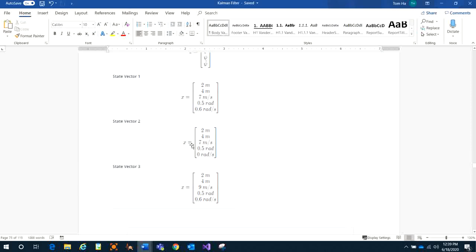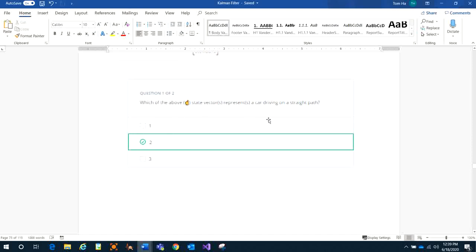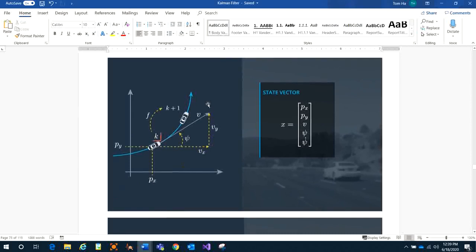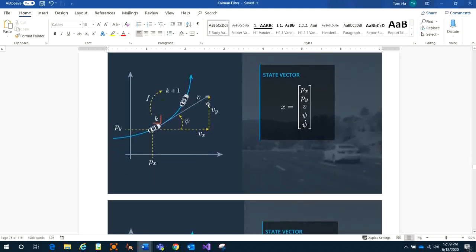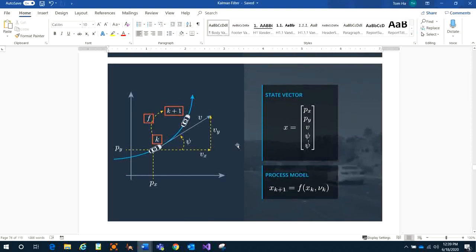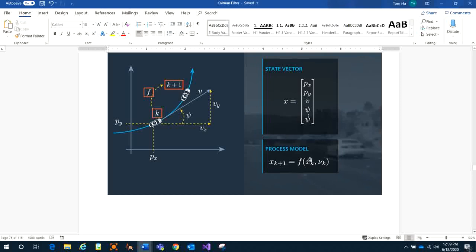So stepping back, the question is: which one above represents driving a straight path? Number two, because the yaw rate is equal to zero. Now that we have the state vector with position px, py, v, yaw angle and yaw angle rate psi dot, how do we build up the process model to estimate the state vector at time k plus 1? If you know the state vector at time k and the process noise at time k, we predict the state vector at time k plus 1. That's our process model.